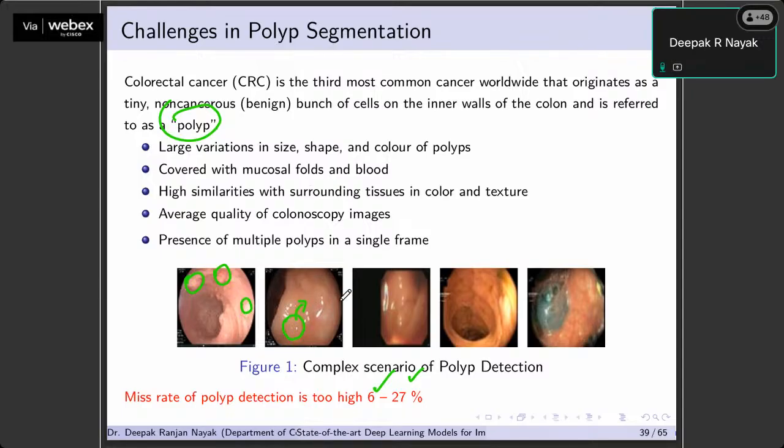Sometimes it is covered with mucosal folds and blood. It is not visible. Sometimes there are multiple polyps present. If one of the polyps is missed, then that might lead to some of the cancers. So how to deal with this kind of problem? Then people thought, why not design an automated CNN-based, or convolutional neural network or deep learning-based, segmentation algorithm to identify the polyps.